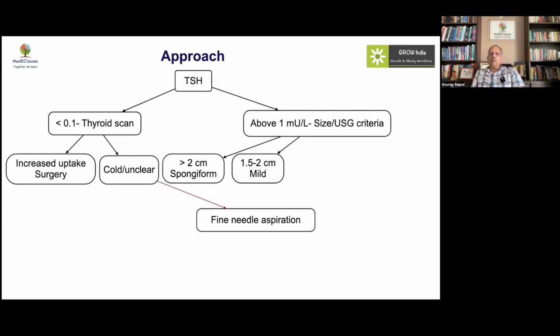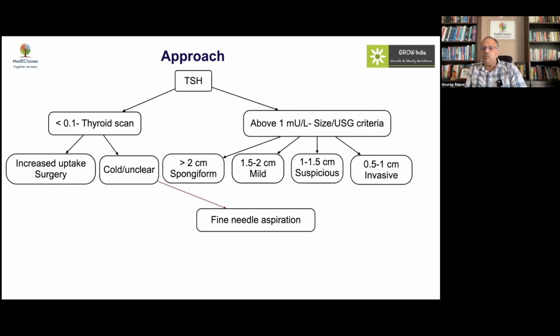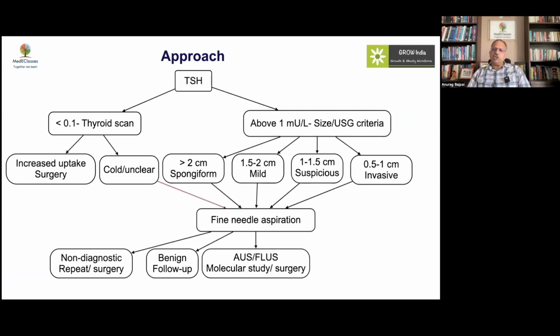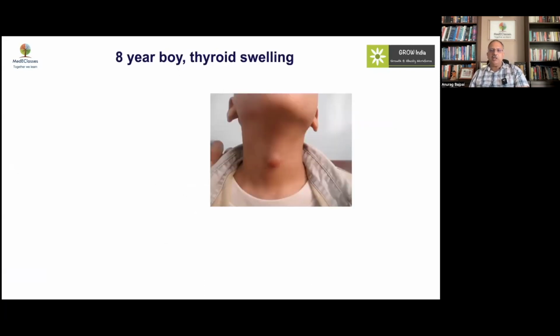with spongiform 1.2 to 2, with mild lesions 1 to 1.5, suspicious lesions 0.5 to 1, or invasive lesions, which we discussed in the table, you should go ahead with an FNA in that regard. Now, if your FNA is non-diagnostic, do a repeat or surgery. If it's benign, follow up after a year, and if size increases by more than 20% or volume by 50%, go ahead with a surgical intervention or an FNA. For an atypical lesion or a follicular lesion, do a molecular study, repeat, or surgery, which we discussed in much more detail. If you are suspicious of a malignant lesion, you should go ahead with surgery in this regard.